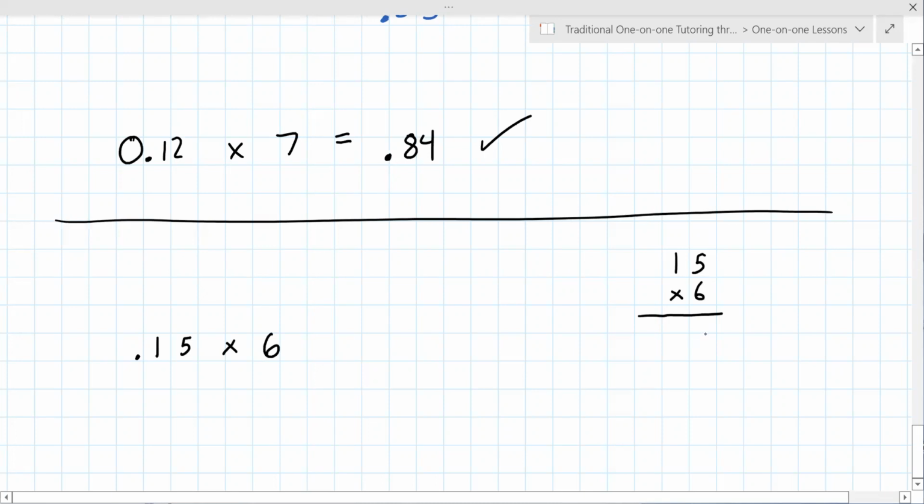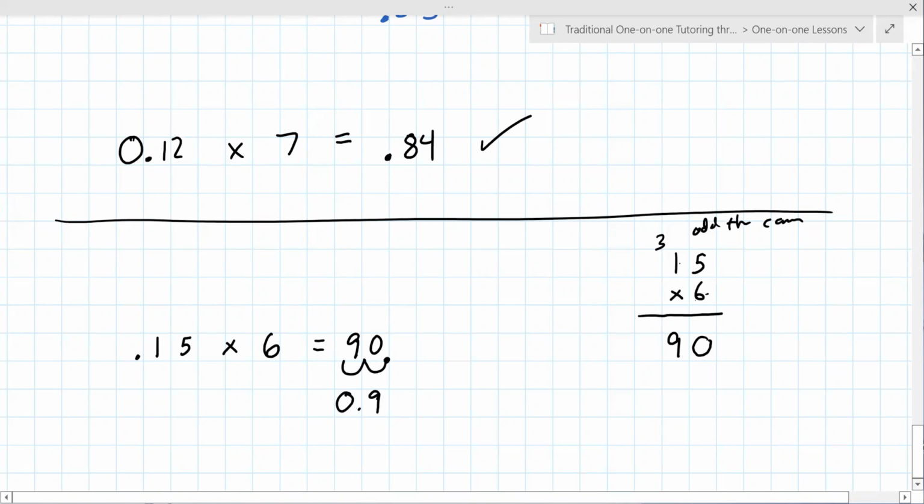Okay, so 6 times 5 is 30. So you put a 0 here with a carry of 3. 6 times 1 is 6 plus 3. You always add the carry. So 6 plus 3 is 9. Gives you 90. We'll do a couple more examples like that. So you write 90, but how many places do you move the decimal? 2. So your decimal is here. You're moving it left 2. What is your final answer? 0.90. 0.9 or 0.90, either are correct.